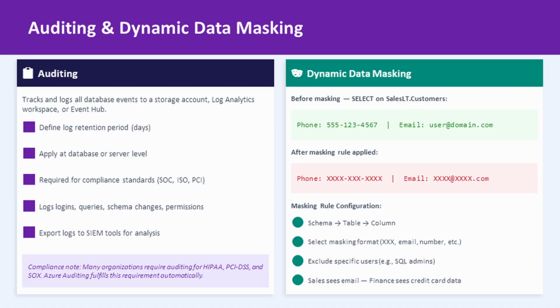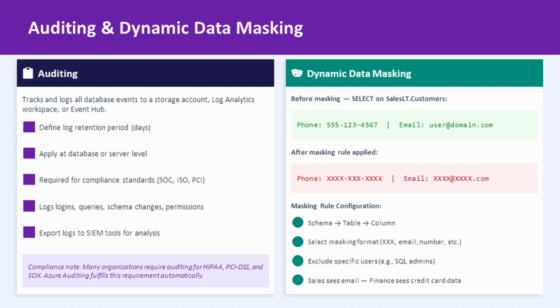With dynamic data masking, you create masking rules that apply to specific columns. When a user who is subject to masking runs a select query, the masked columns return obfuscated values. For example, phone numbers show as a series of X characters, and email addresses show as just @masked. But users who are excluded from the masking rules, such as the SQL administrator or designated privileged users, see the real, unmasked data as normal.